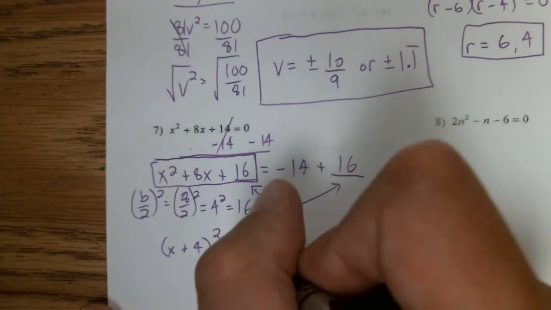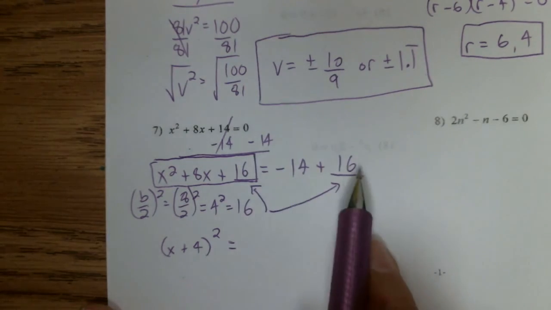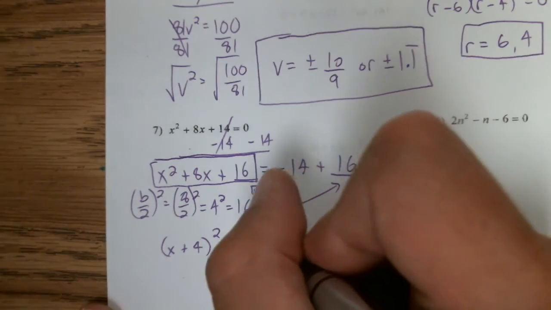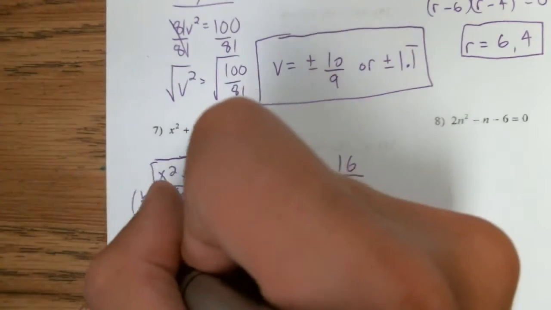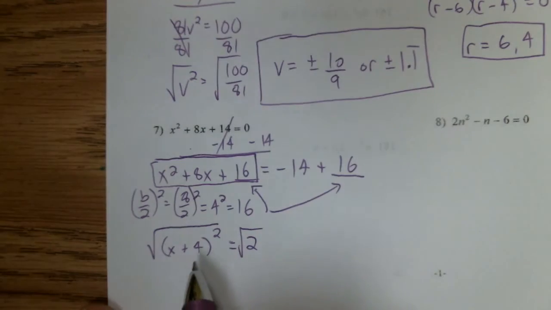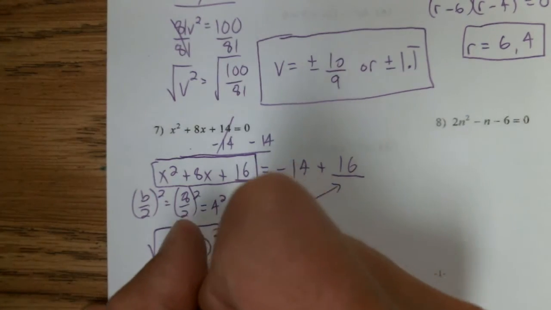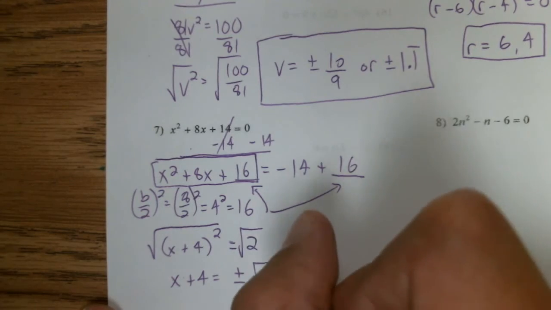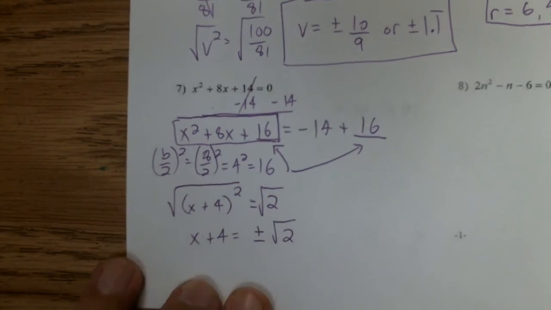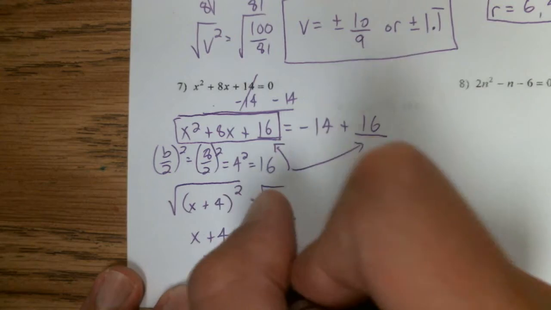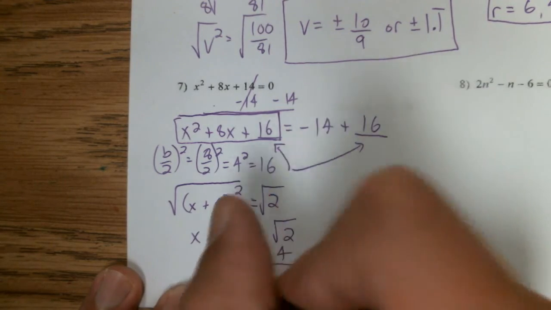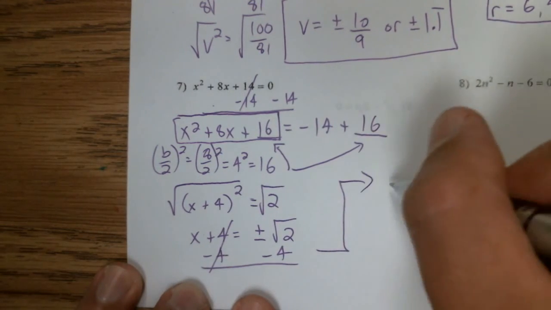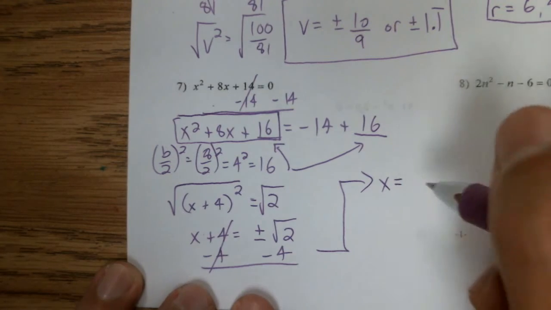On the right hand side, I'm simply going to combine my like terms, negative 14 plus 16, that gives me a 2. And the last step is to take the square root of both sides. The square root of anything squared is just itself, so I'll get x plus 4. 2 is not a perfect square, so I'm just going to leave it plus or minus the square root of 2. And then I'm going to subtract 4 from both sides. Those cancel. So I'm going to have my exact answer.